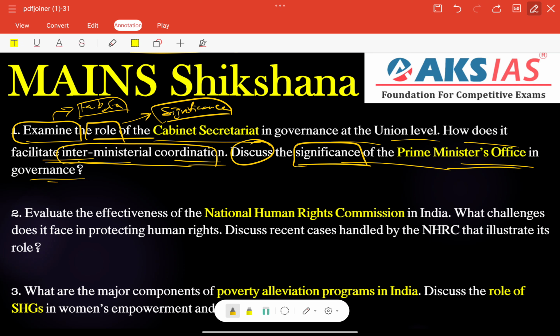Here, "discuss" means we need to provide positives and negatives. Significance means we need to give some positives here, right? Then we need to give some limitations or some challenges here, right? Then we need to conclude with needed measures, right? Simple structure for this question.